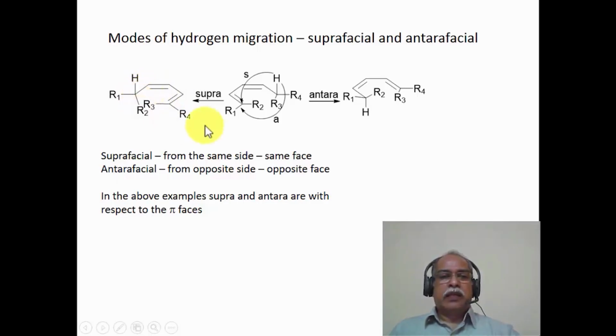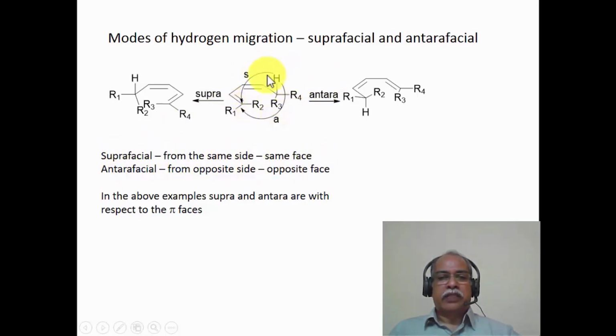Now in doing so, the hydrogen can migrate from the top face to the top face of the pi framework. This is called the suprafacial mode. In other words, suprafacial essentially means from the same side or from the same face. Now we are talking about the pi face.